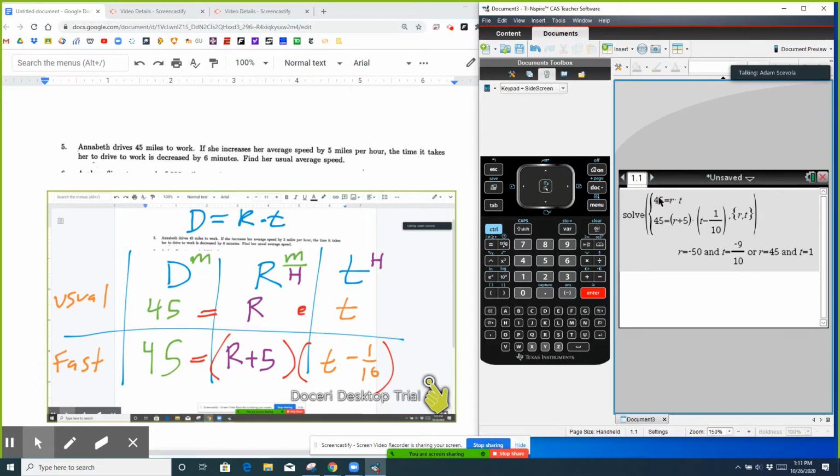So we're going to go with the second answer, where t is 1 hour and r is 45 miles per hour. And if you plug that in, everything else checks out. So, find her usual average speed. It's going to be 45 miles an hour.